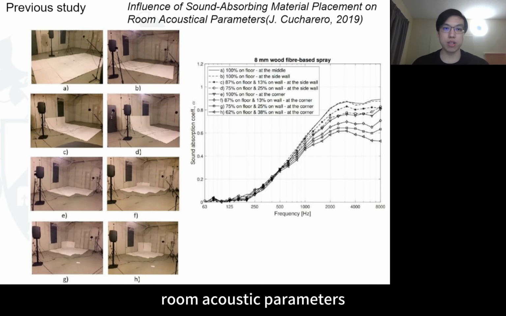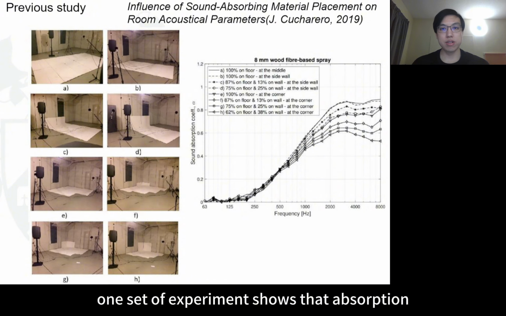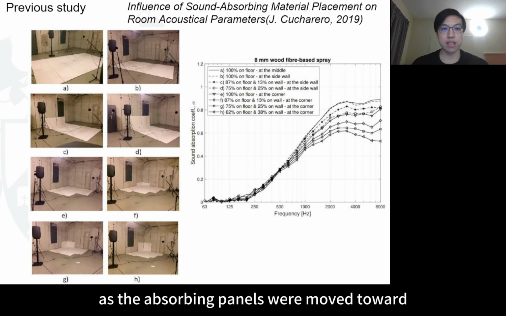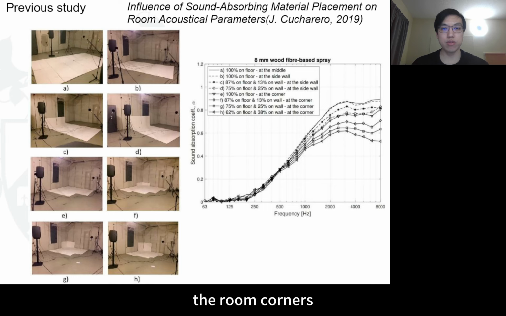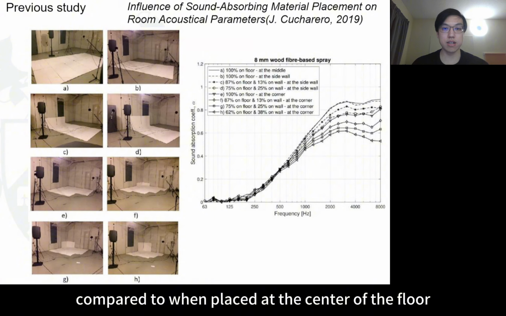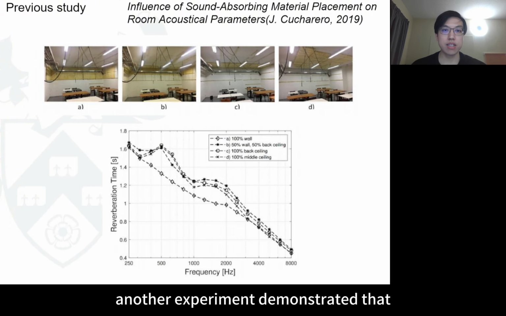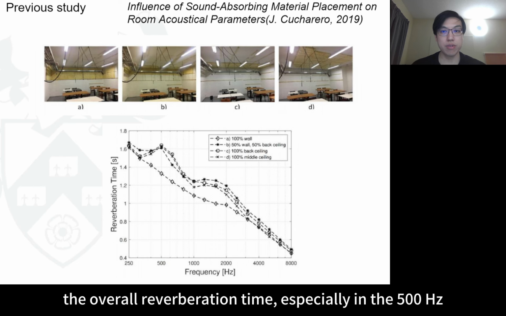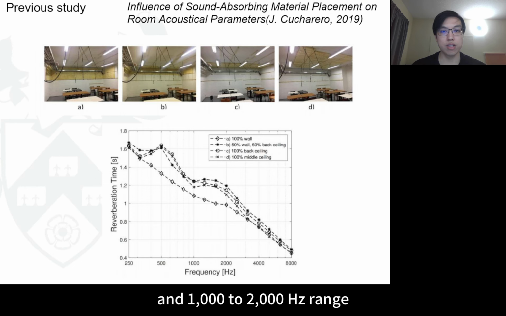affects room acoustic parameters. One set of experiments shows that the absorption efficiency of materials varied depending on their location. As shown in the figure, as the absorbing panels move toward the room corners, the absorption coefficient in the high frequency range decreased significantly compared to one placed at the center of the floor. Another experiment demonstrated that moving the absorbing materials to the center of the ceiling gradually decreased the overall reverberation time, especially in the 500 Hz and 1000 to 2000 Hz range.